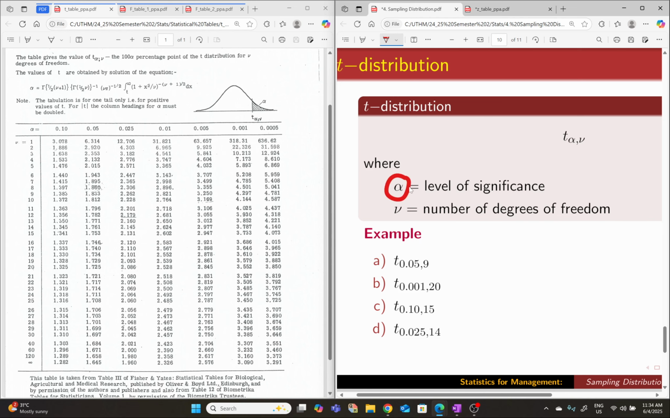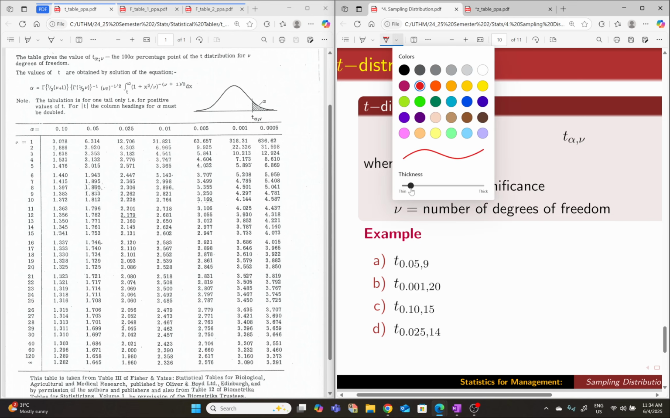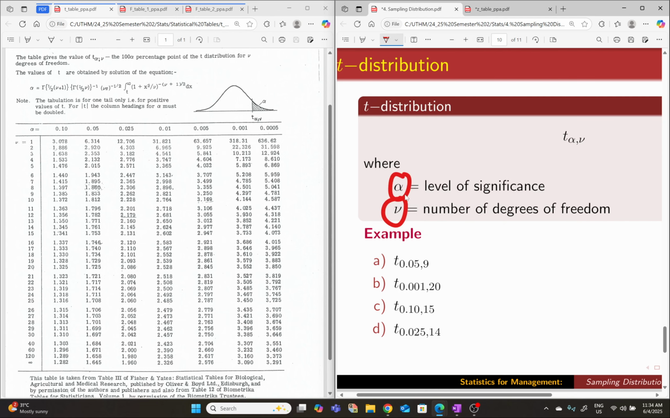Okay, this is called level of significance, and we call this nu, but never mind, for our teaching purpose, we call this V now. It looks like a V, but it is not V. It's actually nu. Remember, this one is the mean, isn't it? We call this mu. Anyway, this is called the number of degrees of freedom. Degree of freedom. This is level of significance.